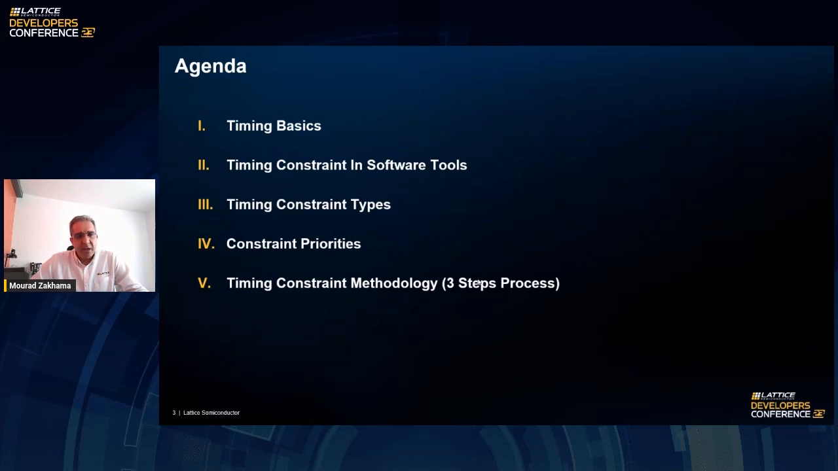Then we will discuss in section number 2 the timing constraint and how the software interprets them. And the third section will be more about the different types of timing constraints that you have, either timing constraints or timing exceptions, and why you use timing exceptions. And then we have to talk about the constraint priority also, which is a very important factor, as you will have to know how the tool prioritizes things if there are conflicts in the constraints. So we're going to discuss that.